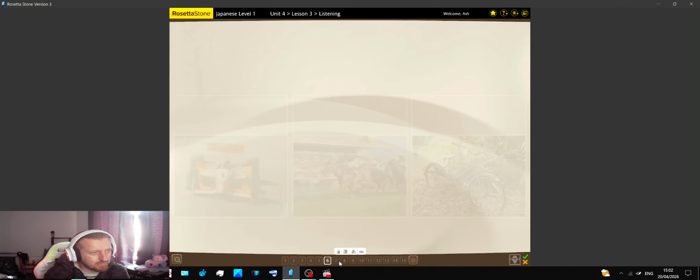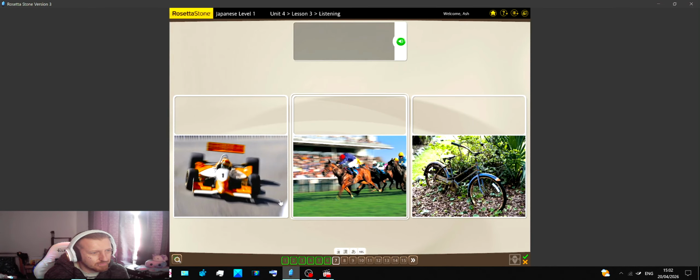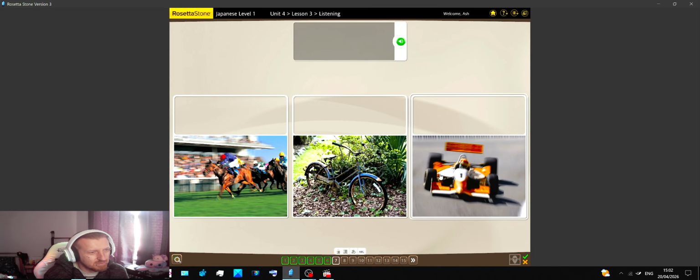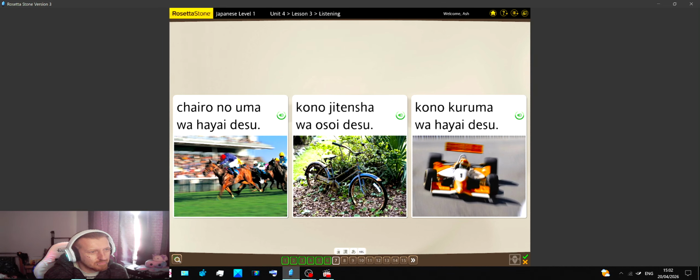Let's go slide 7. This car is fast. This bike is slow. Oh, yeah, okay. It is slow and fast.